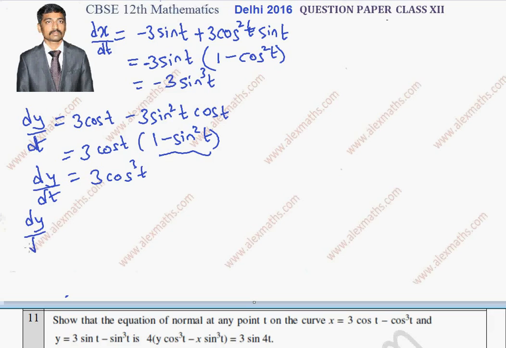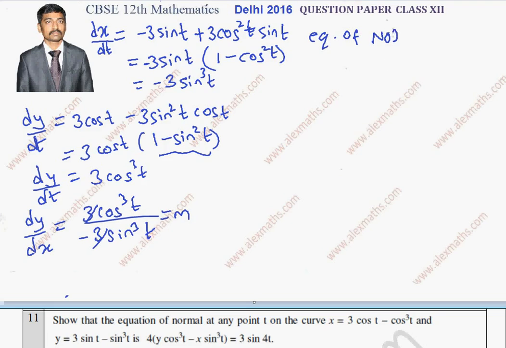Now for normal, we have to find dy by dx first. So this is 3 cos cube t whole divided by minus 3 sin cube t. So we can cancel this. So this is our m. Now the equation of normal formula is y minus y1 equal to minus 1 by m into x minus x1.